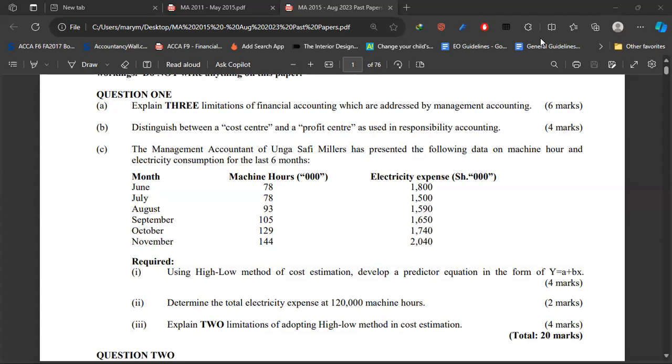There is this topic which the examiners kept testing the students on, cost estimation. And we said in our topic, for those who are able to watch all the videos, that cost estimation is basically used for budgeting purposes. Looking at last semester's exam, we could see there is a question which the examiner was able to bring there.